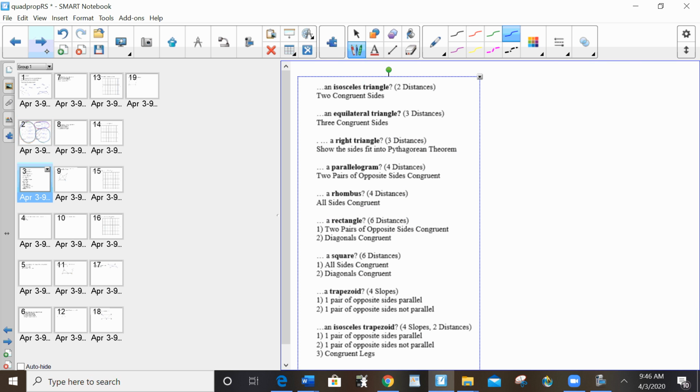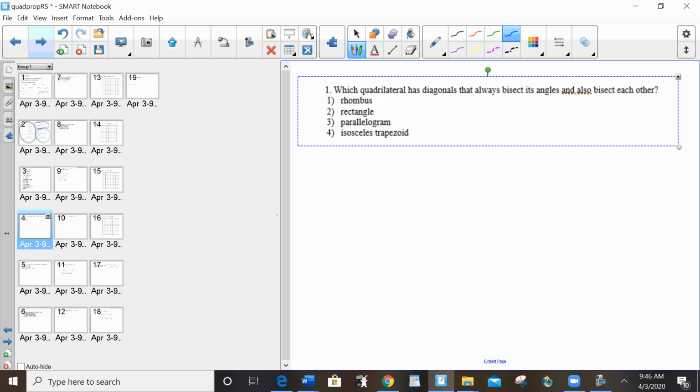The other thing you have to have memorized is for coordinate geometry, or how do you proves. You need to have all this memorized, period. If you have all this memorized and can do distance formula, then coordinate geometry proofs should be easy. So let's start with our properties.